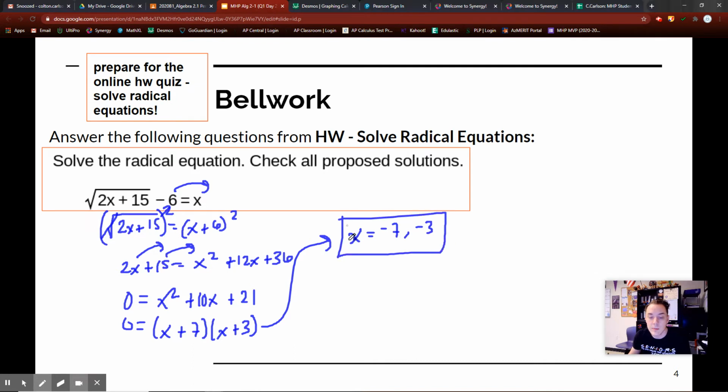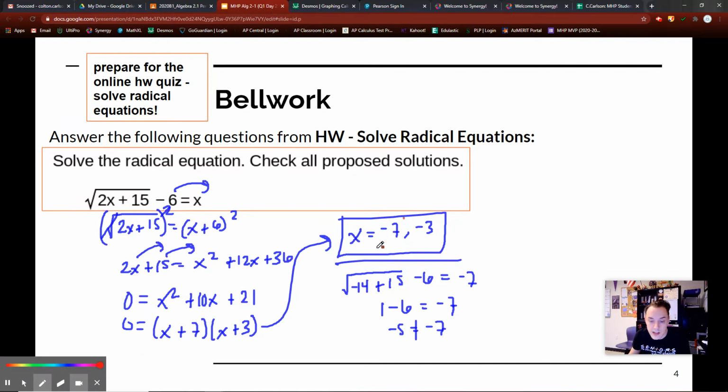Now, let's check them. When I check them, I need to plug in -7 first. So 2 times -7 is -14, and then plus 15, minus 6, equals -7. This is my first check. This is going to be 1, so the square root of 1 is 1. So 1 minus 6, and then -7. And this actually equals -5. So that means -7 is not my answer. So I'm going to go over here, and I'm going to say nope.